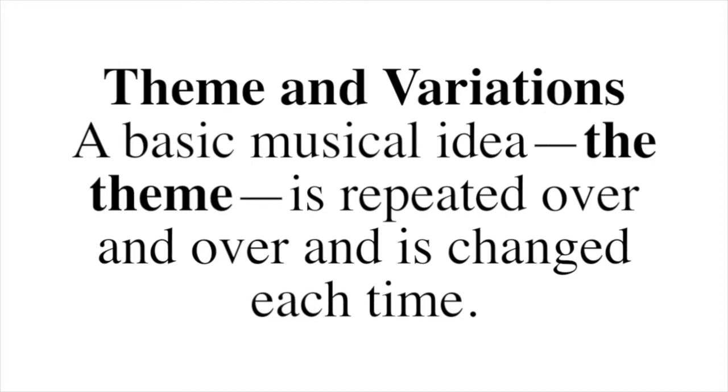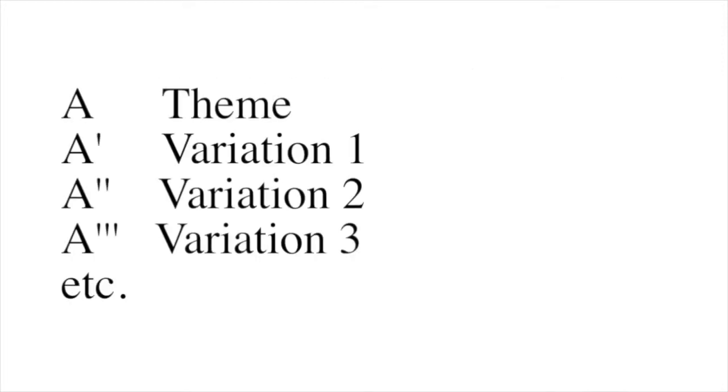time. This form may be outlined A, with the theme being A, and then variation 1 is A prime, variation 2 is A double prime, and variation 3 would be A triple prime, and so on and so forth. Each prime mark indicates a variation of the basic idea. Each variation, though usually about the same length as the theme, is unique and may differ in mood and theme.